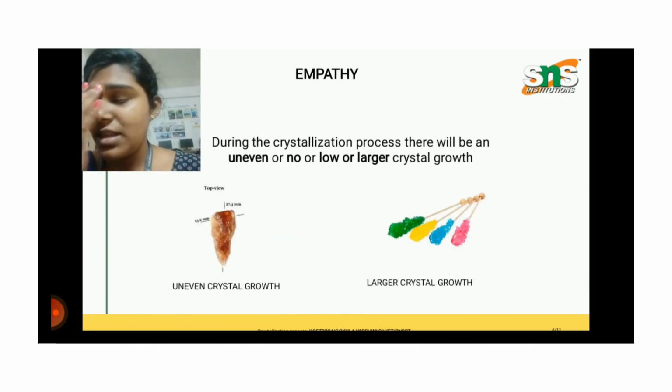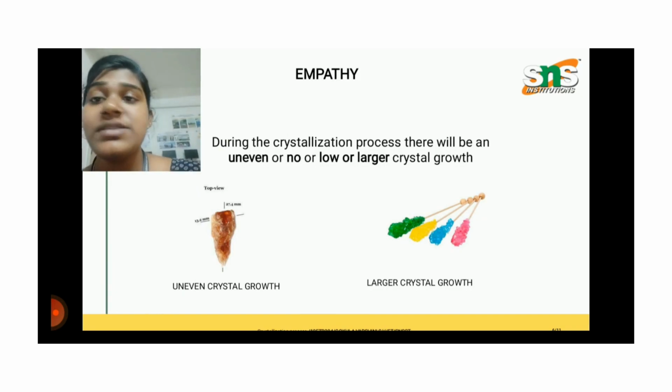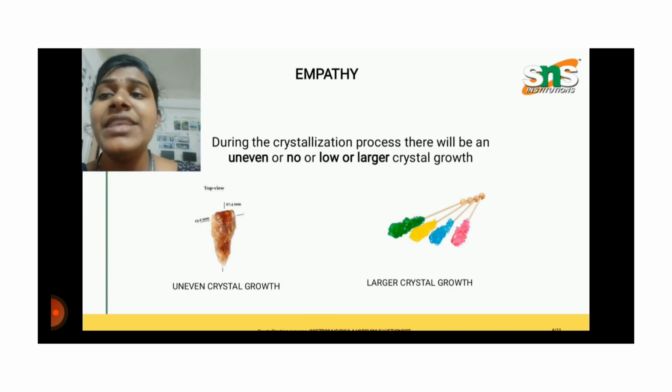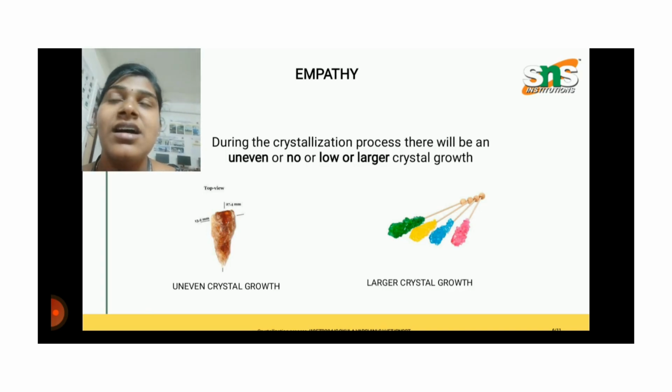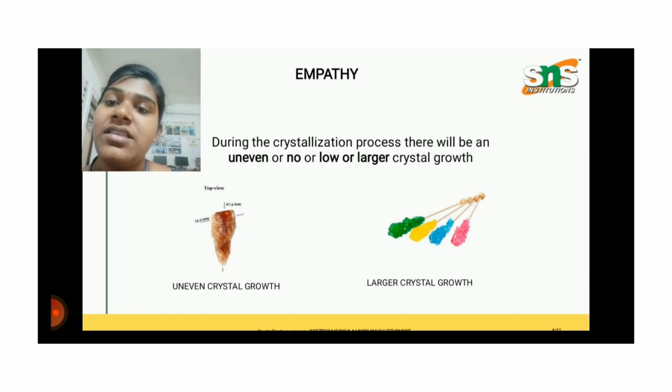So let us think of the empathy of the crystallization process. During the crystallization process, there will be uneven, low, or large crystal growth. These are the main problems faced in the crystallization unit. See the picture: on the left side is the uneven crystal growth and on the right side is the larger crystal growth.